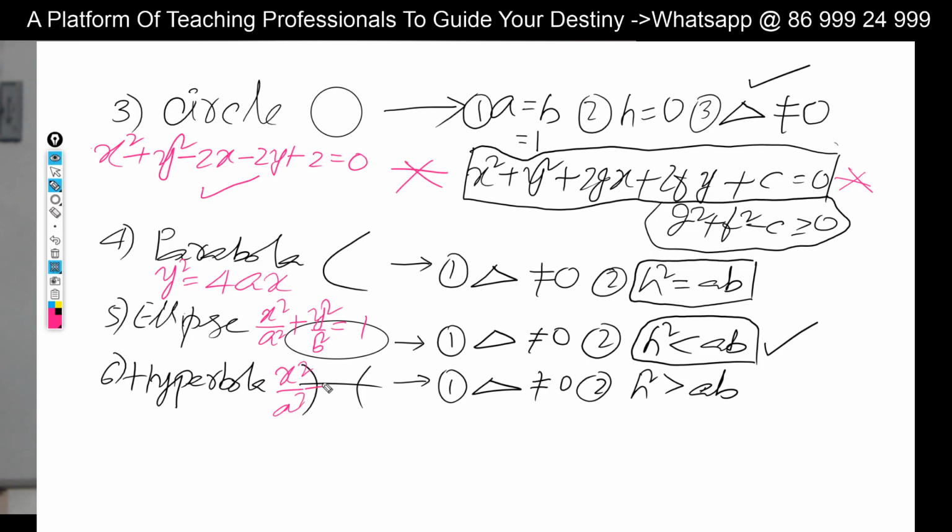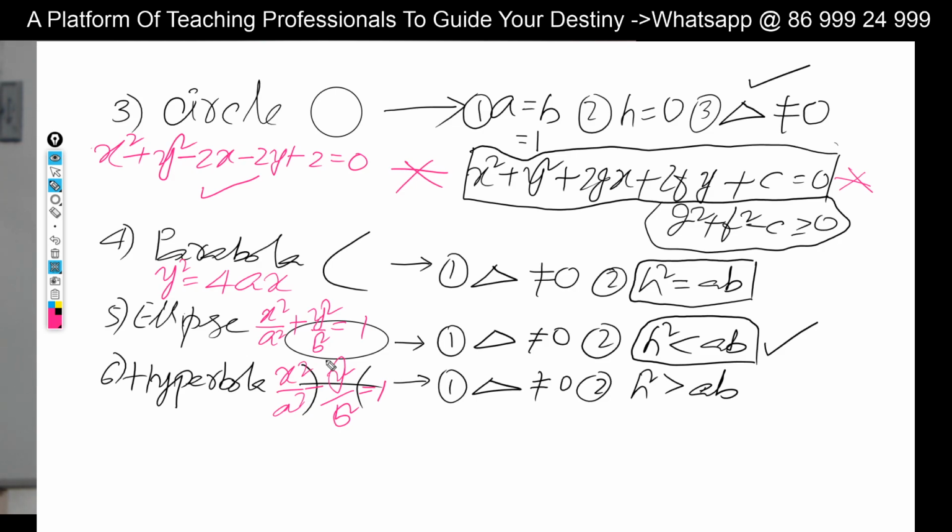x square by a square minus y square by b square equal to 1 is the equation of the hyperbola. So you can understand with the use of locus, with the use of equation to the locus, every geometrical figure is converted to algebraic form. That is why coordinate geometry is nothing but plane geometry plus algebra. This is what you have to understand.